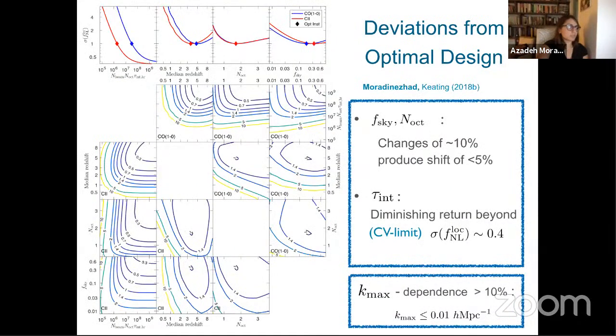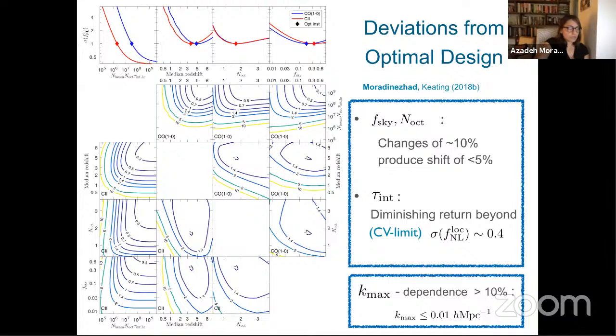And then you can get more sophisticated and ask how stable is this optimal point that we found. And this is what this very busy set of plots is showing. Without going into the details of the plots, what we basically said was, now let's see if we perturb any of these parameters in the optimal setup and see how much the optimal setup will shift. And the answer is, in terms of sky fraction and the frequency coverage, the impact of shifting the parameters is not that large. So if you shift the parameters by about 10%, this will produce a shift of 5% in the constraints.